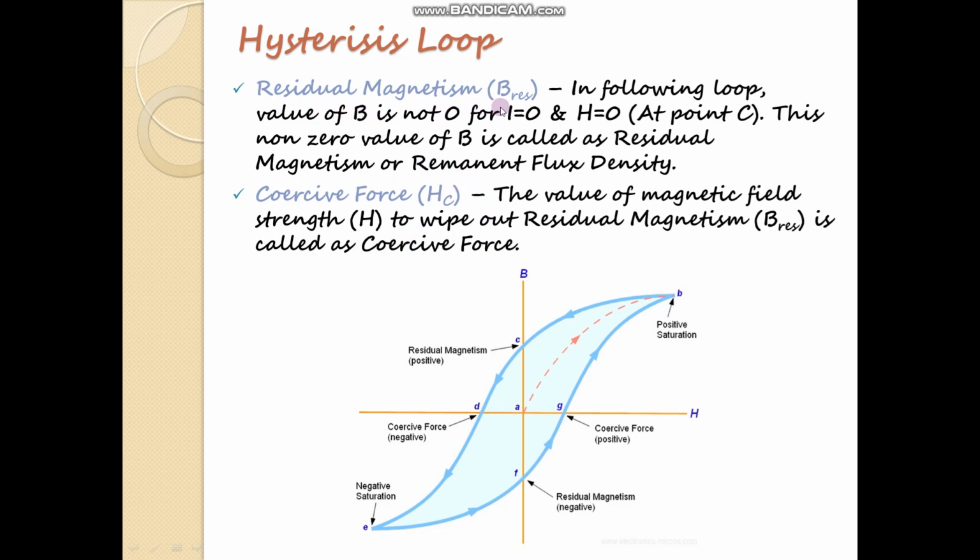What is the residual magnetism? See, ideally when current is 0, B and H both must be 0. But here, when current is 0, H is 0, but there is some non-zero value of B at point C, which is called the residual magnetism. Now we have to wipe out this residual magnetism, or make it 0. Then we require some force. So the value of magnetic field strength H required to wipe out this residual magnetism and make it 0 here at point D is called the coercive force.